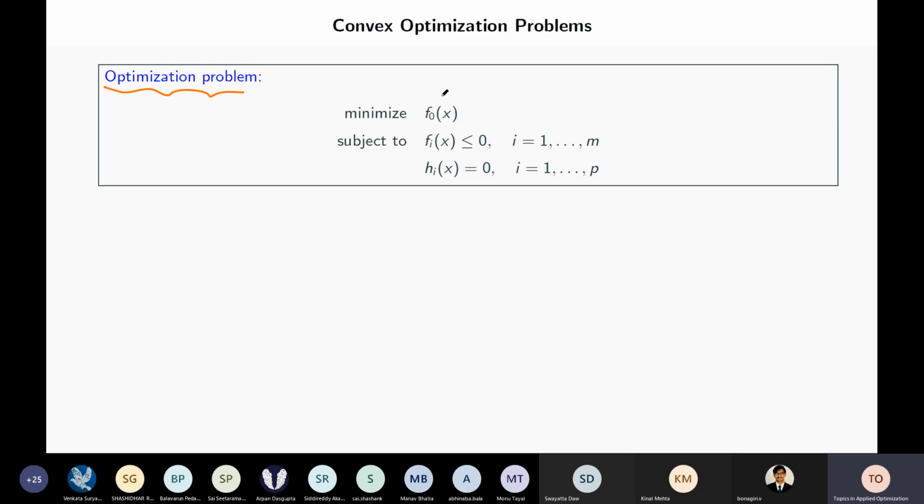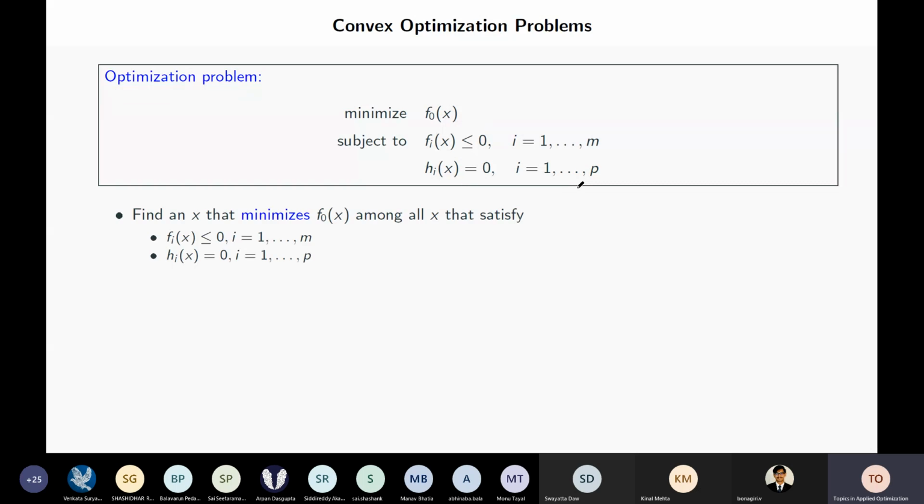You have some objective function, which is f naught x. You have inequality constraints and equality constraints. You can have m inequality constraints and p equality constraints. So I am going to write those down. The problem is to find an x that minimizes the objective f naught x among all x that satisfy the inequality constraints and the equality constraints.